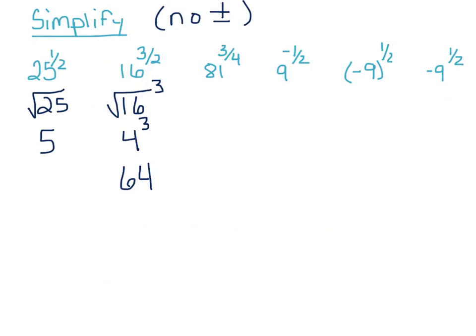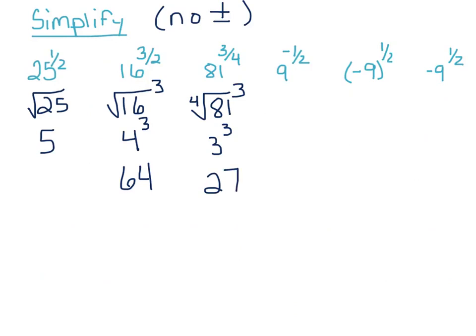Alright, look at the next one. 81 to the 3/4 power. So that's the same thing as taking the 4th root of 81 to the 3rd. You could cube 81 first and then take the 4th root of that, but that just sounds horrible to me. Or you could take the 4th root of 81, which we all know is 3, and then cube it, and 3 cubed is 27.